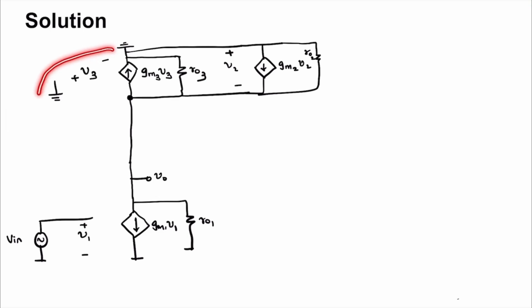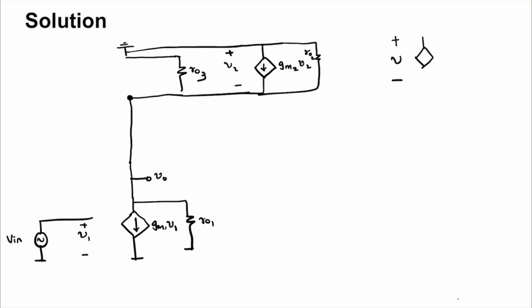So clearly you can see that V3 is equal to 0, and so there will be no current through that source. We can simply remove it. If you have V and the current being gm V, then this is no different from simply a resistor of value 1 by gm, right?